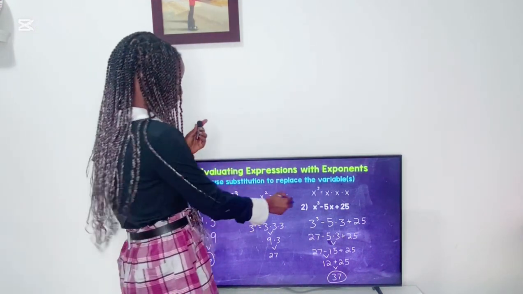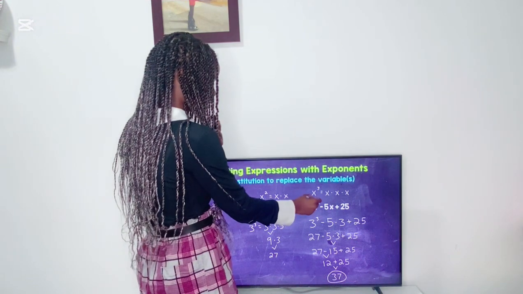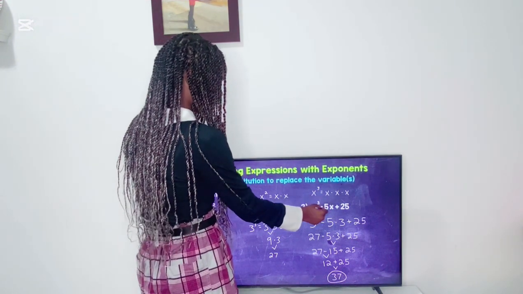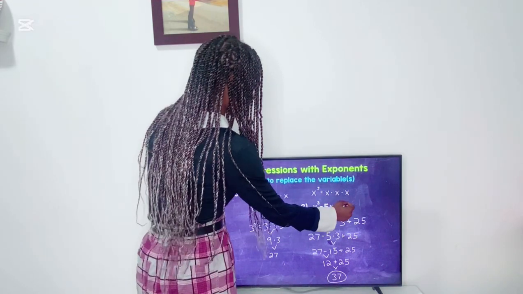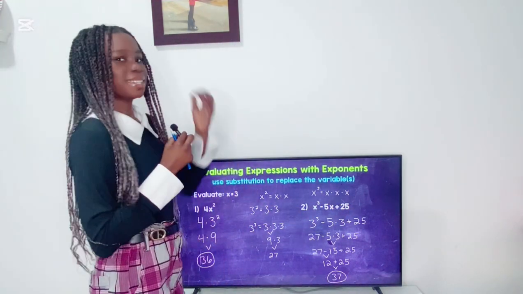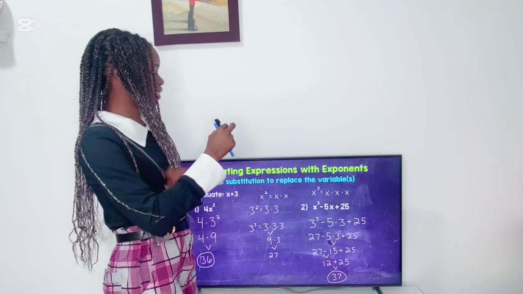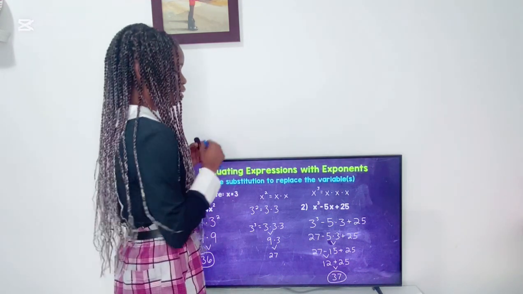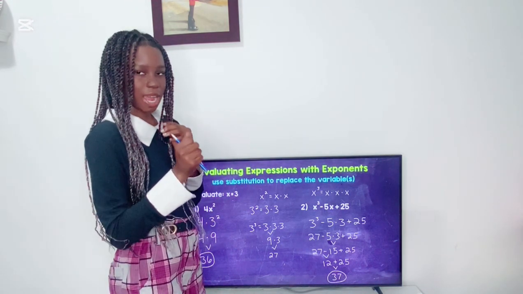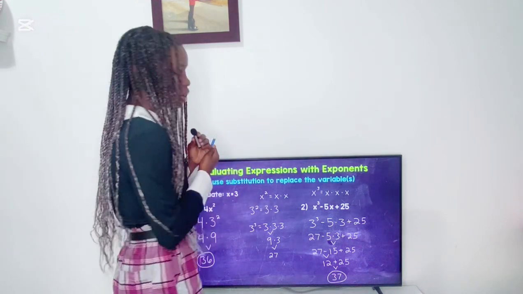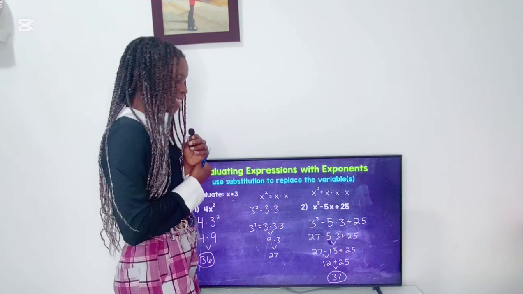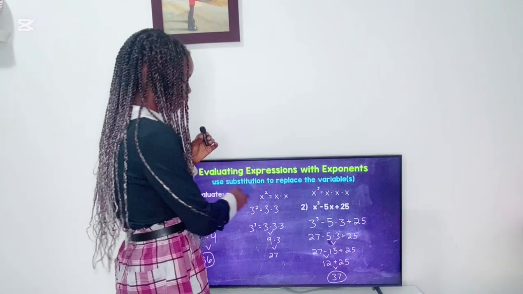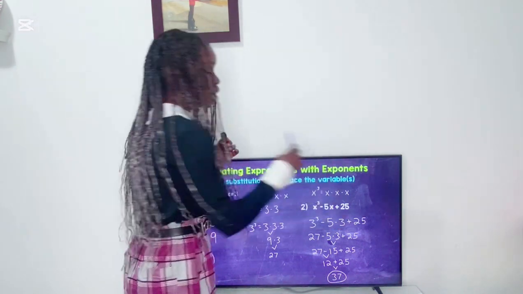So for number 2, we have x raised to the power of 3 minus 5x plus 25. So we have a lot of work to do. Let's just get started. So what's the first thing we need to do? First, ask yourself that before solving. We need to change this into human language, okay? Or we need to turn everything into numbers, okay?